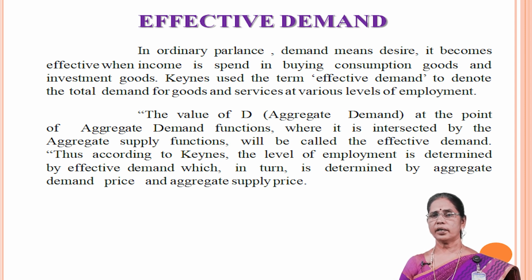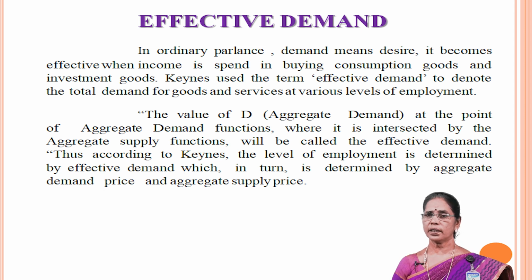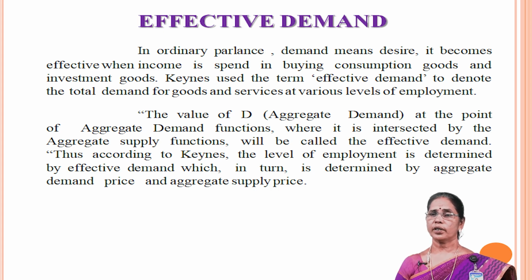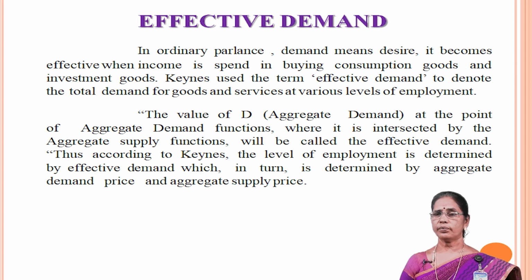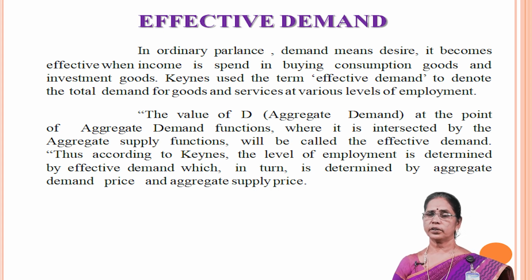Effective demand. In ordinary parlance, demand means desire, but it becomes effective when income is spent in buying consumption goods and investment goods. Keynes used the term effective demand to denote the total demand for goods and services at various levels of employment. The value of aggregate demand at the point where the aggregate demand function is intersected by the aggregate supply function will be called the effective demand. Thus, according to Keynes, the level of employment is determined by effective demand, which in turn is determined by aggregate demand price and aggregate supply price.